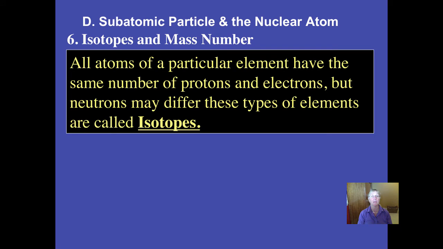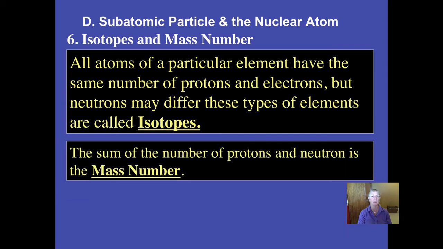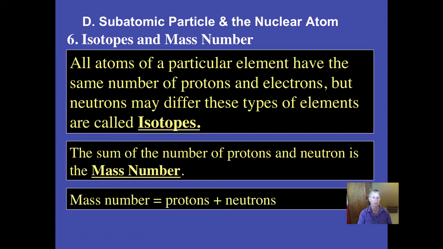Now, all atoms of a specific element have the same number of protons and electrons, but they can have different numbers of neutrons. And we give a special name to these forms of the different elements. They're called isotopes. Now again, let's review. The number of protons plus neutrons is the mass number. So if you had 3 different isotopes, you will have the same atomic numbers, but different mass numbers, because some versions of that element will have additional neutrons.